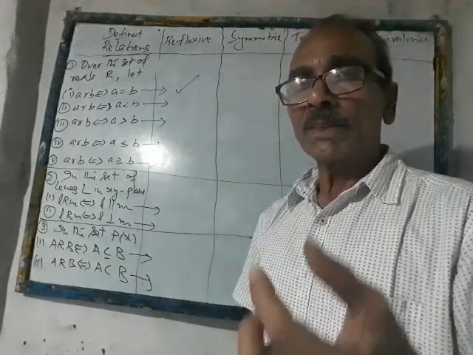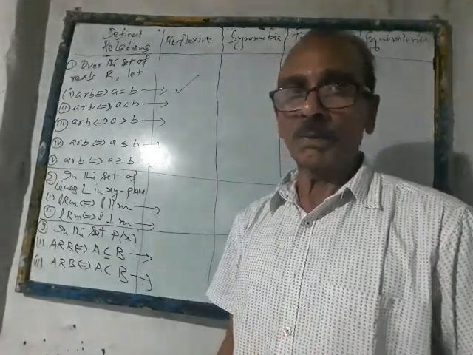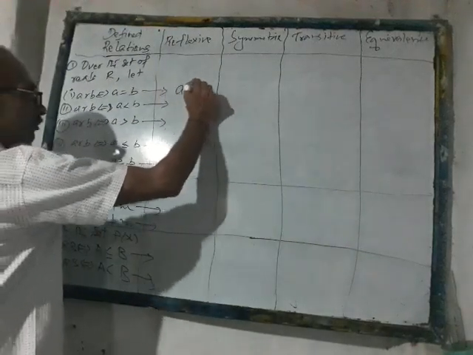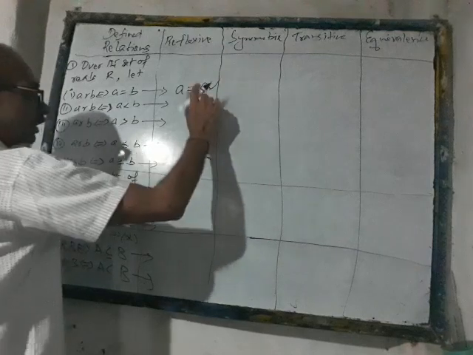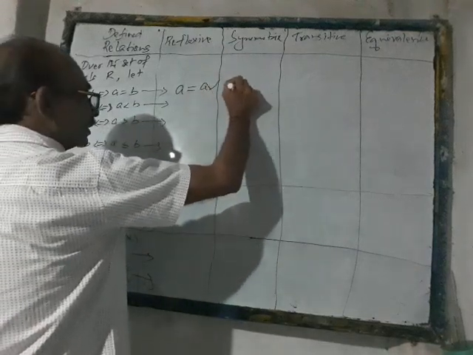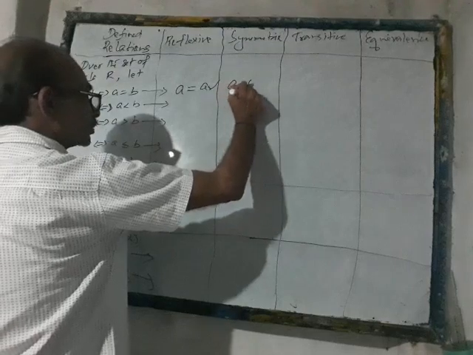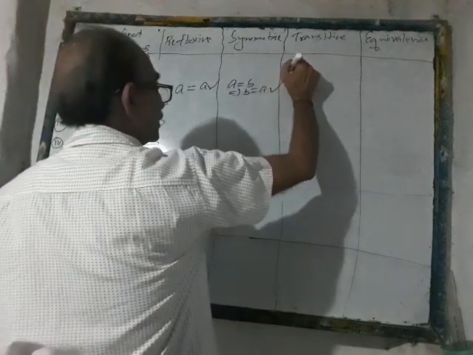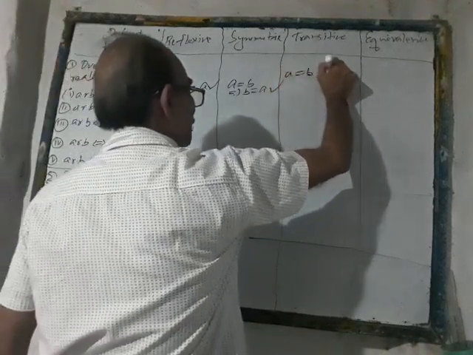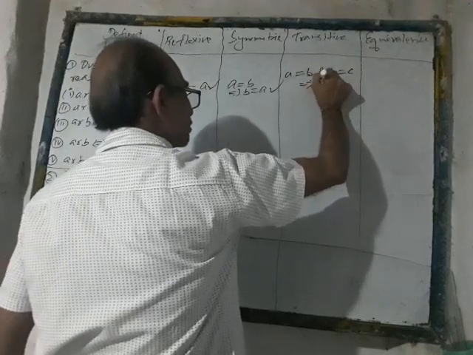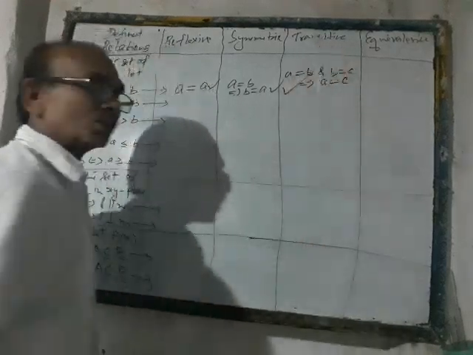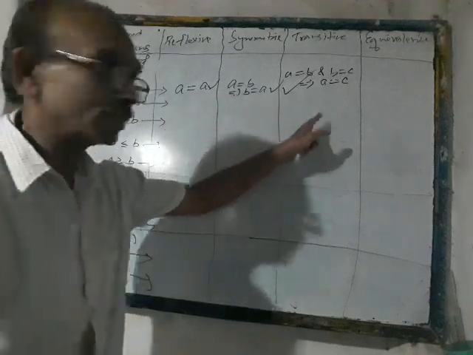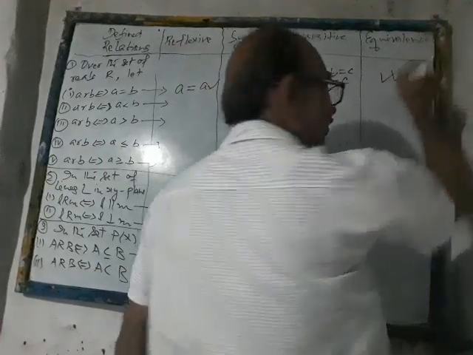What about symmetry? If a is equal to b, then b must be equal to a. This is true. So this is symmetric. Transitivity: if a is equal to b and b is equal to c, what does this imply? a is equal to c. So this one is transitive too. So the relation of equality is reflexive as well as symmetric as well as transitive, and hence this one is an equivalence relation.